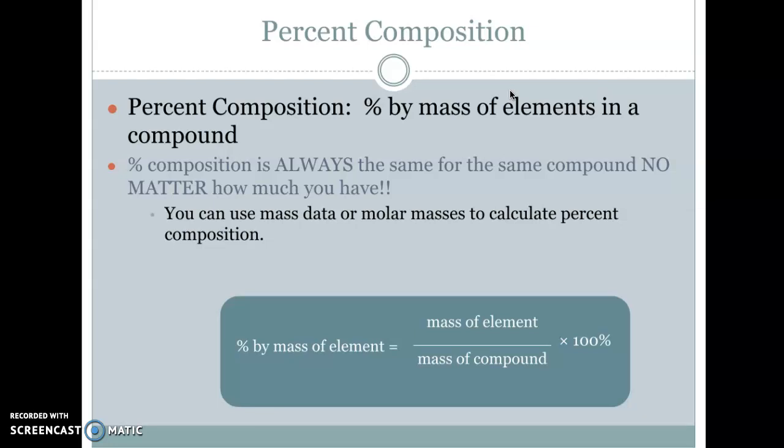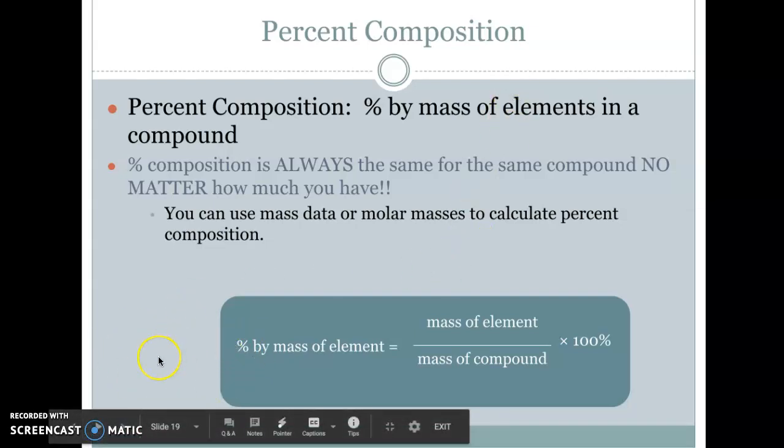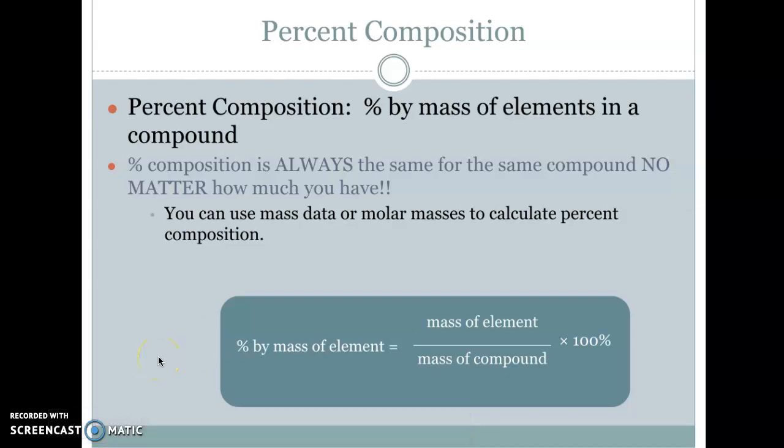There are two different ways that we can do these calculations, and we're going to practice with both. We want to be able to use mass data or molar masses from our periodic table to figure out percent composition. In general, you have this equation: percent by mass of an element is equal to the mass of the element divided by the mass of the compound, times 100.